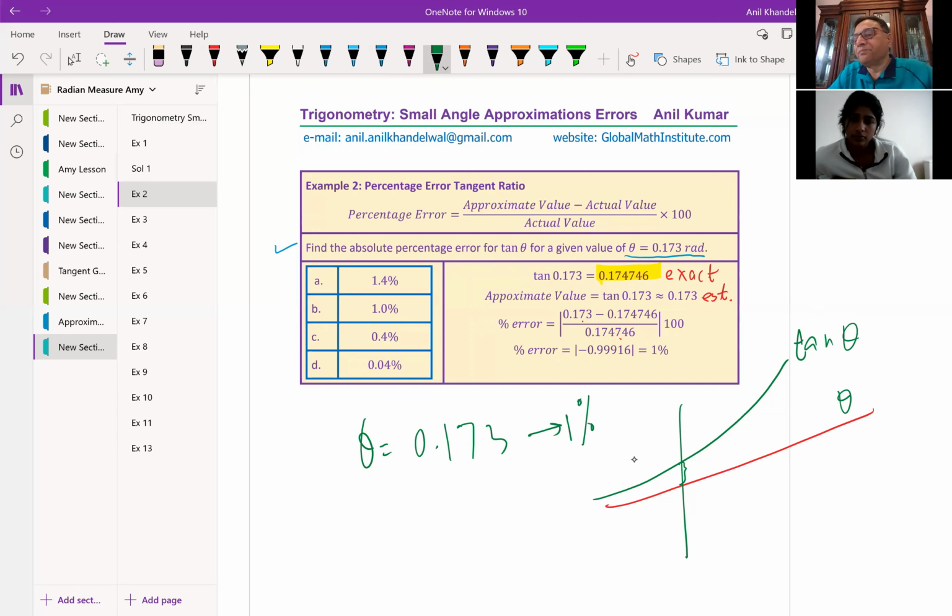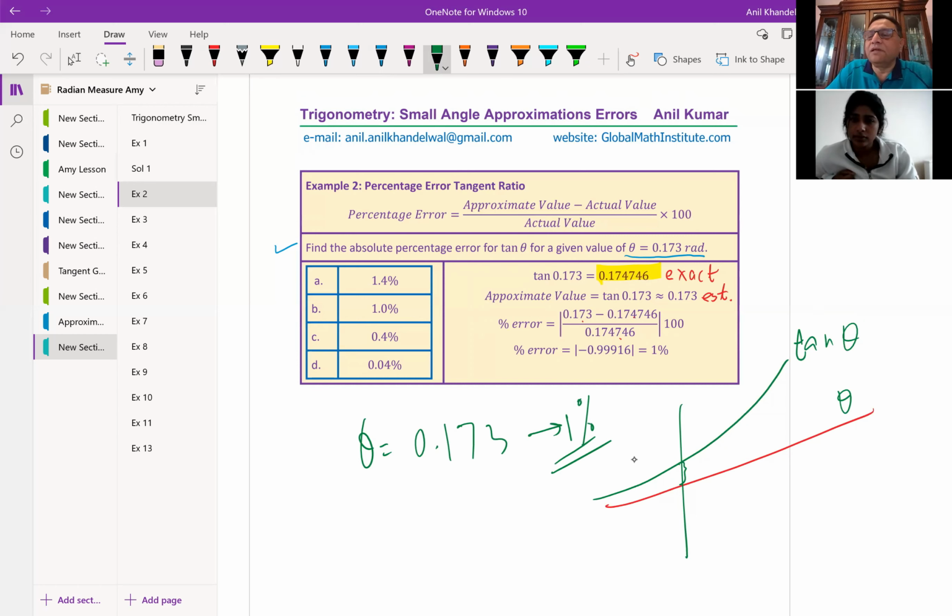So it's a good data. If the angle in radians is less than 0.173, in that case, you have a calculation which is fair enough, because it's just less than 1% error. You get the idea. This is a good value to note down.